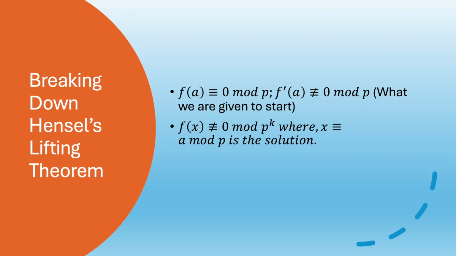Afterwards, our solution would look more into the second bullet point, which is f of x is equivalent to 0 mod p to the power of k, where x is equivalent to a mod p, which would be our solution, basically what we were looking for.